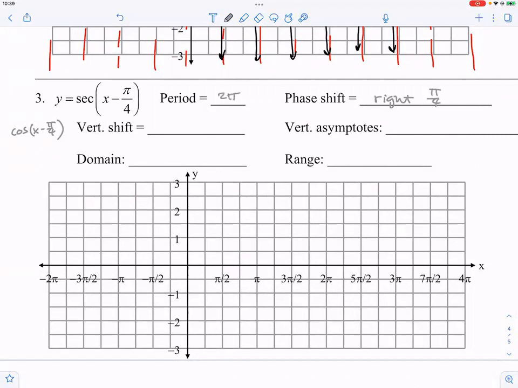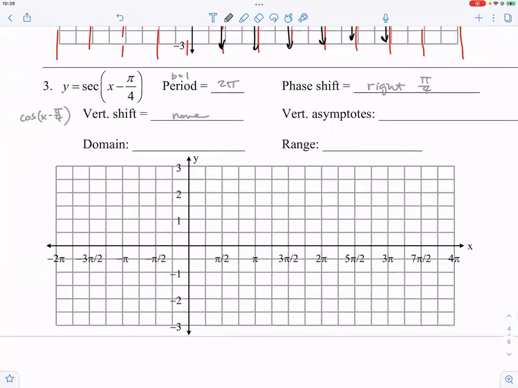To 2 pi, because b is equal to 1. Okay, there's no vertical shift. All right, so let's go ahead. Take a moment, make your cosine graph. Put the dots on the map.